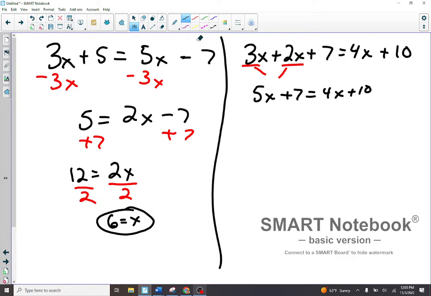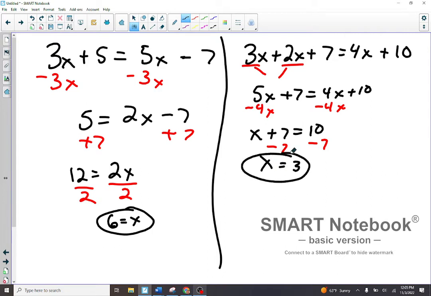So then I'm going to subtract the smallest x here. So 4x on both sides. So that's x plus 7 equals 10. Minus 7 on both sides. X equals 3. Yeah? Yes.